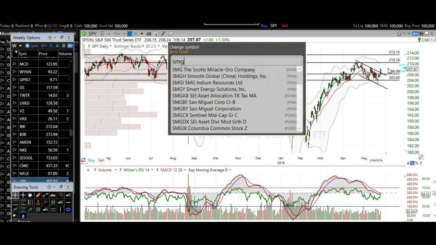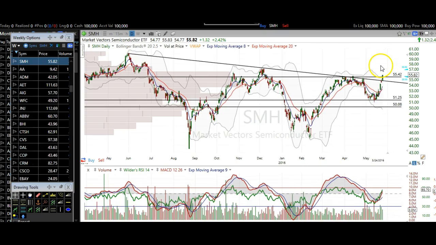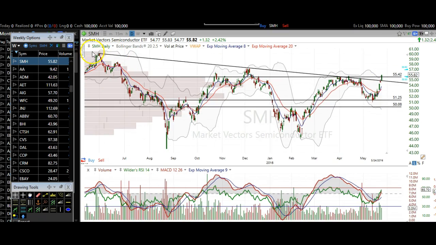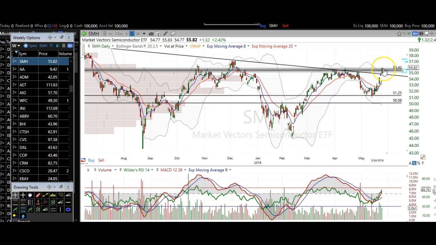Next, I'm going to look at the semiconductors. Semiconductors, very bullish today. We broke over not only this downtrend line right here, but we broke over this resistance here at about 55.42. We did so with about 40 cents. So if we get another green candle close above 55.42, especially if we close the week above 55.42, we're going to head higher here on the semiconductors, and this is going to be a breakout. All right, so just be aware of that moving forward.